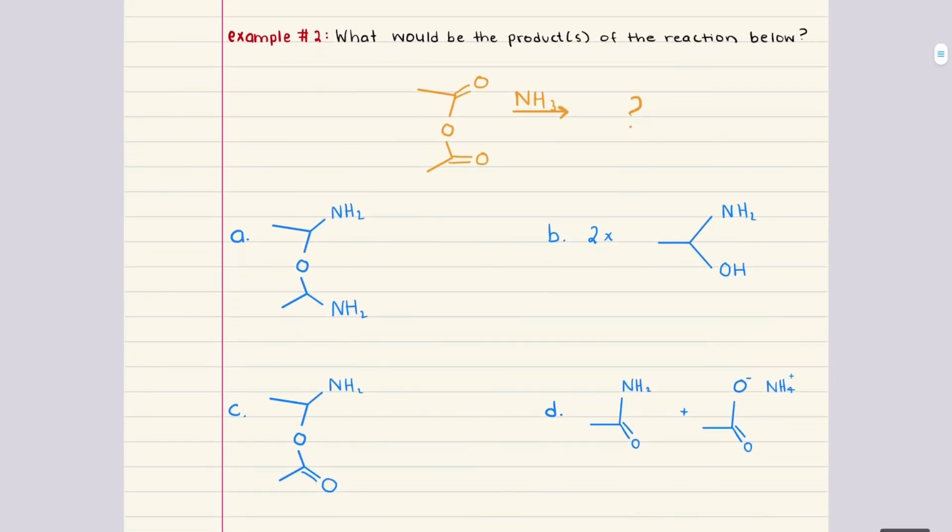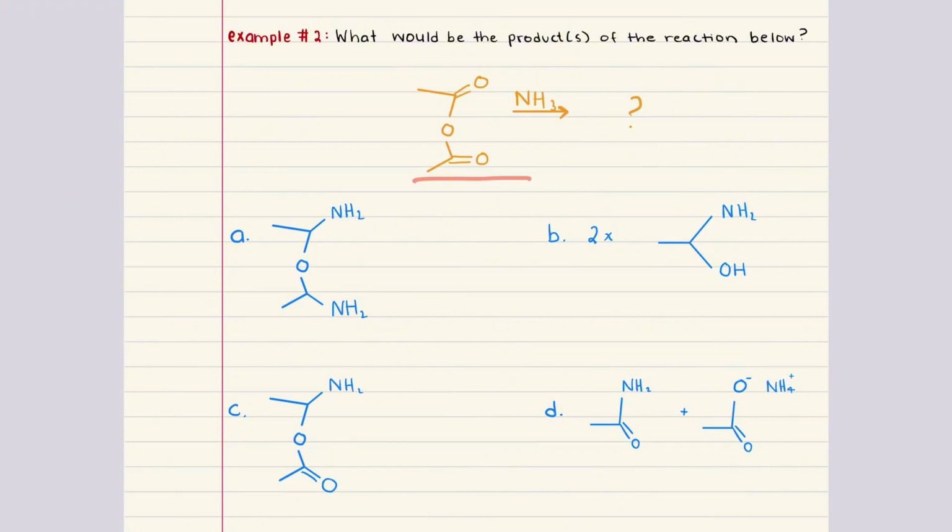Problem 2 says, what would be the products of the reaction below? First, let's start by identifying the structure that's provided. The structure is a simple anhydride. More specifically, it's acetic anhydride. So it's made up of 2 acetyl groups that are connected by an oxygen atom.